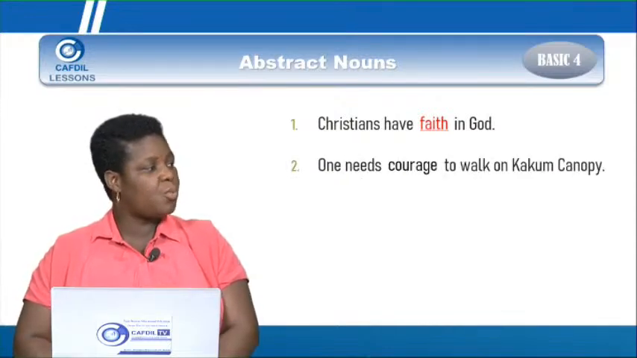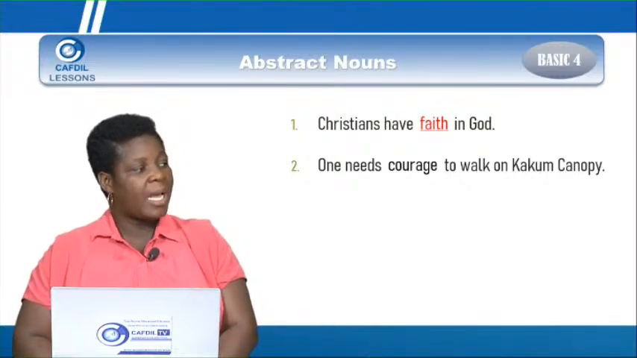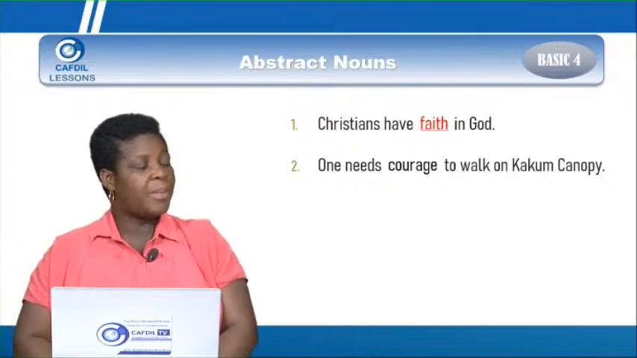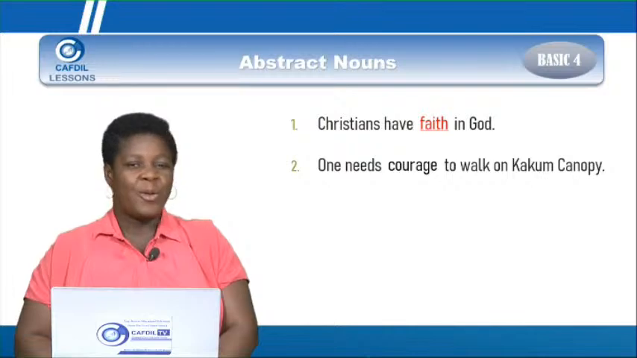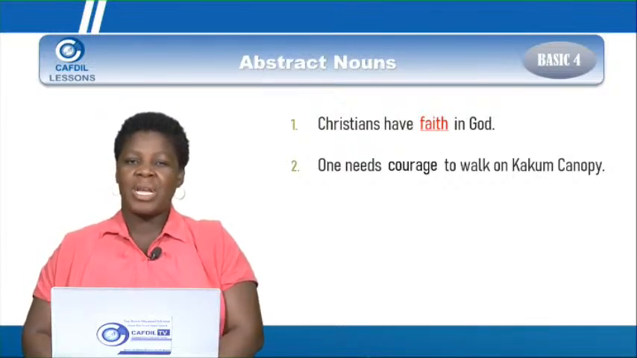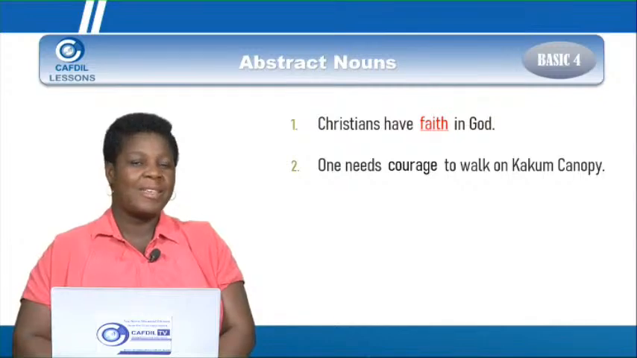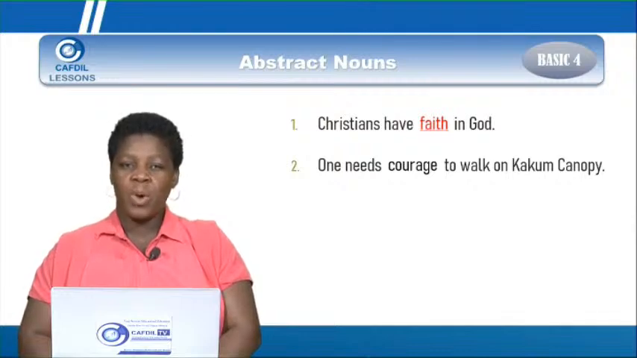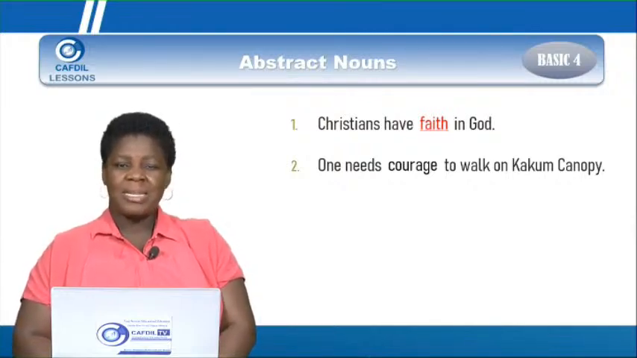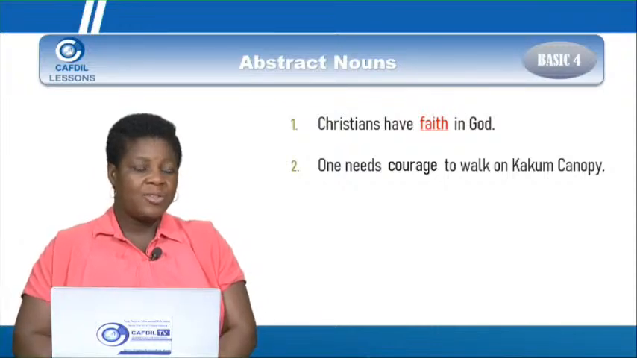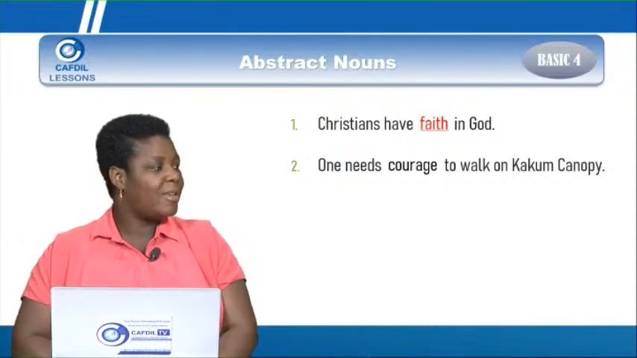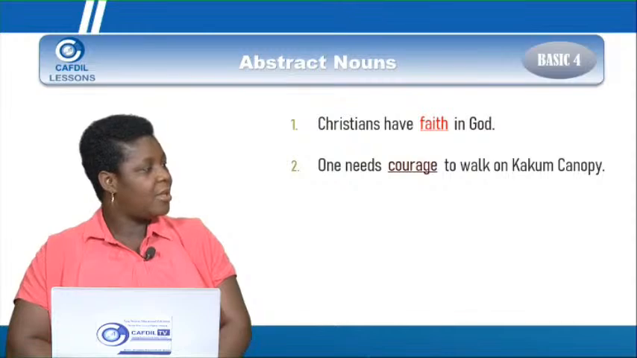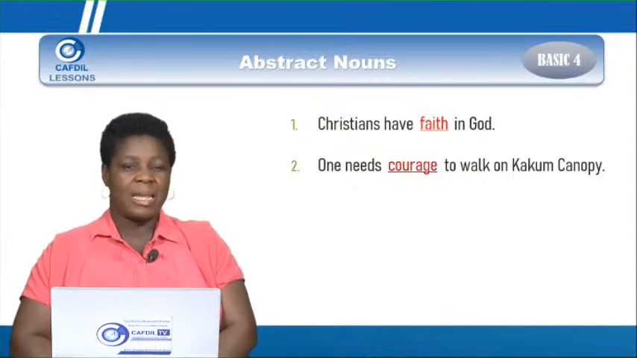One needs courage to walk on Kakum canopy. I hope you have gone to Kakum before in Cape Coast. That canopy, if you are not courageous enough, you cannot walk on it. But courage is something that cannot be felt. You cannot touch it. So it is abstract. You cannot see it. Courage is an abstract noun.